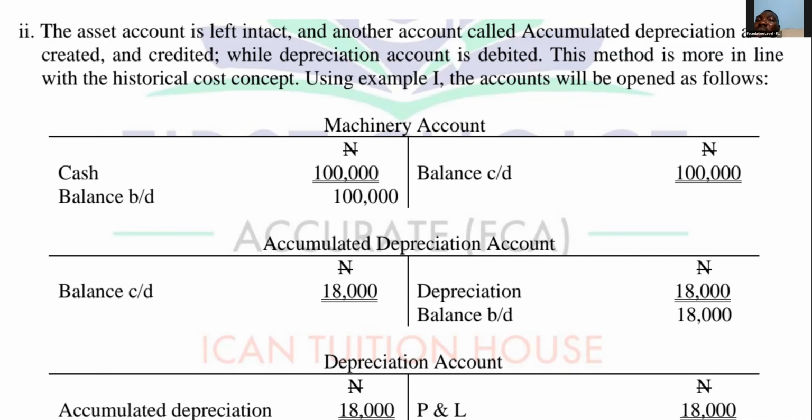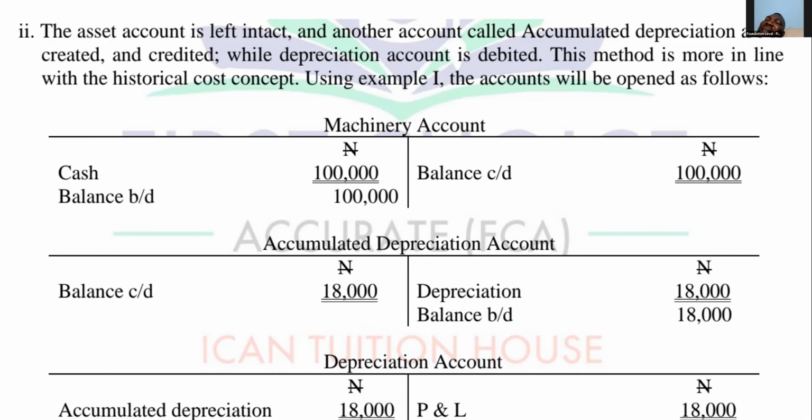So for the second method, you'll be having 3 accounts. You'll be having the asset account, accumulated depreciation account, and depreciation account. Now, asset accounts, we post when we purchase the asset, we post it on the debit side, it remains there, except we want to dispose of it, or there's a revaluation. Now, for the accumulated depreciation and the depreciation account, we post the figure.